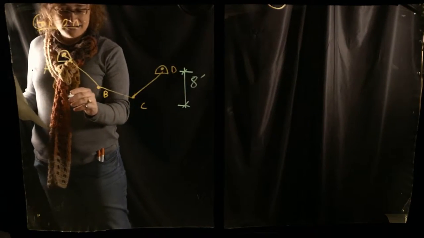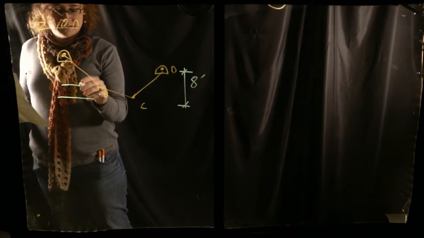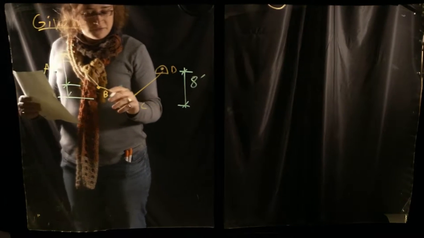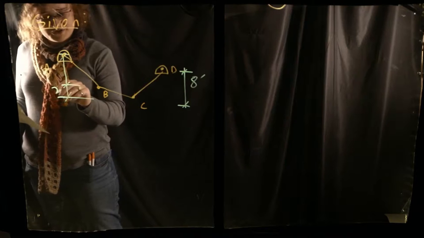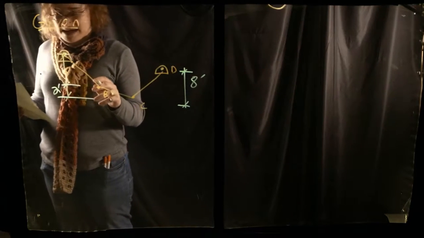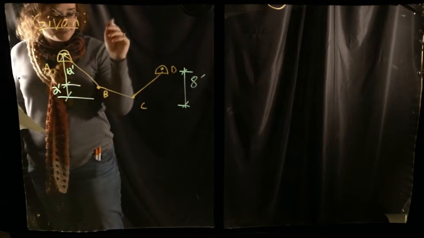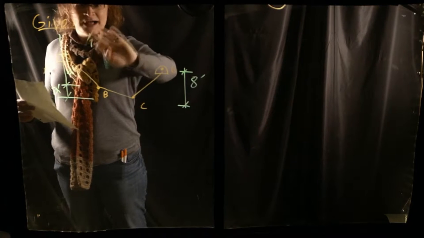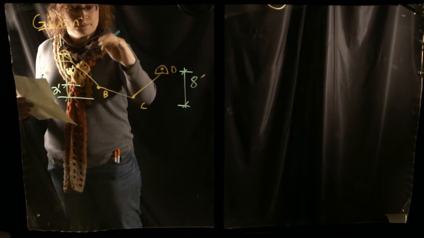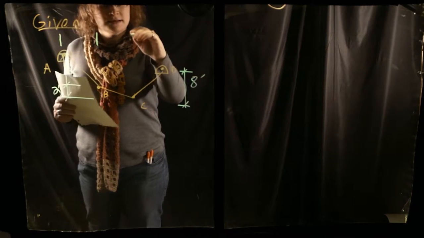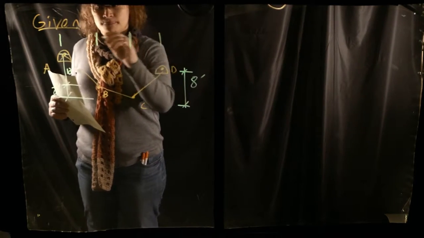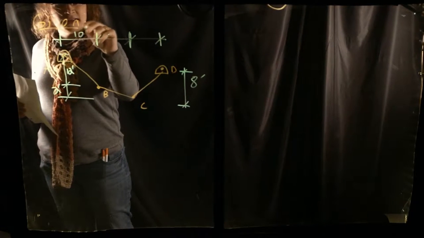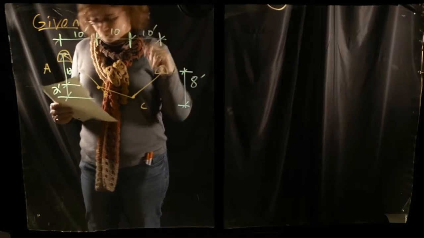Then on the other side, our dimensions will be as follows. The vertical distance from B to C is going to be just 2 feet. And then the vertical distance from B to A is going to be 12 feet. Okay, and then the horizontal distances, everything's just going to be nice and simple at 10 feet apart. So 10 feet, 10 feet, and 10 feet.